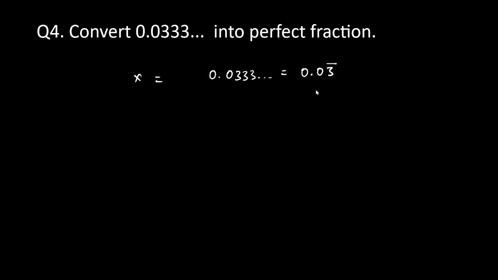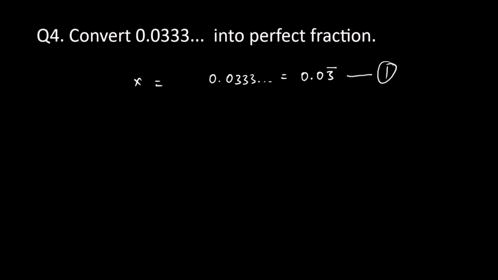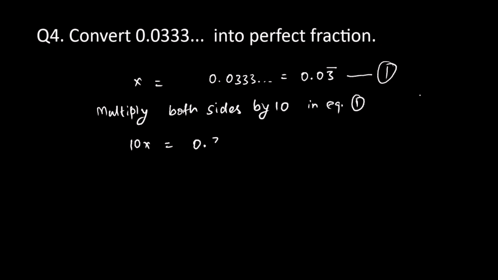Remember, our goal is to find 2 equations with the same repeating part right after the decimal digit. So let's label this equation 1. Now multiply both sides by 10. So 10x is equal to 0.333 repeating. You can notice here we have repeating 3 right after the decimal place. So label this equation 2. But we need 2 equations with the same repeating part right after the decimal. We have just 1 equation. Notice in our first equation there are no repeating 3's right after the decimal digit.